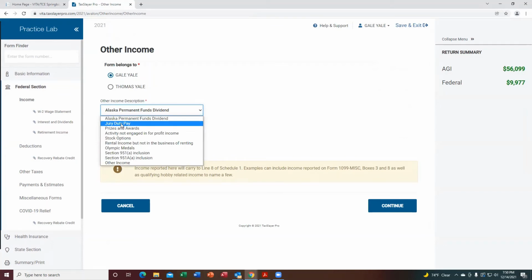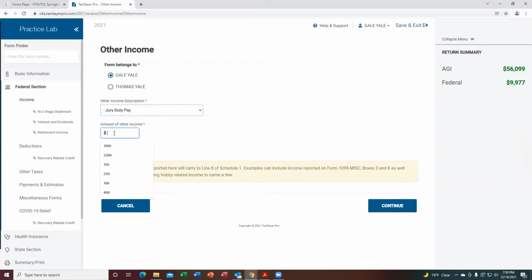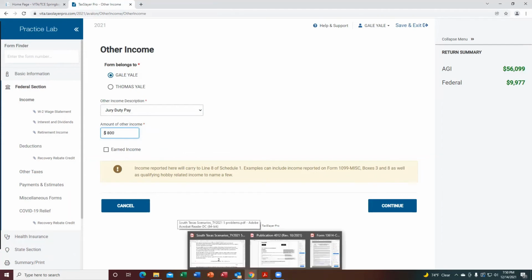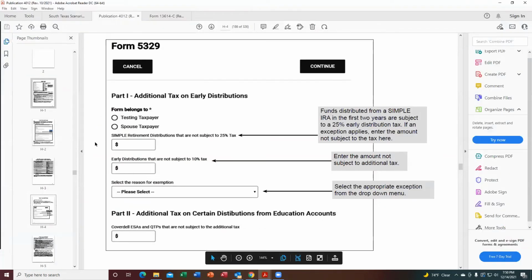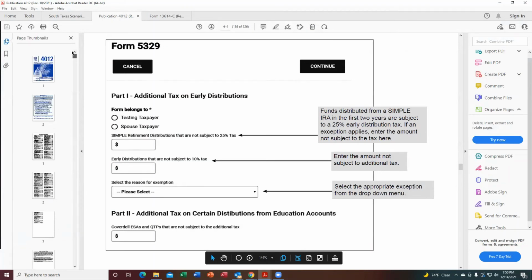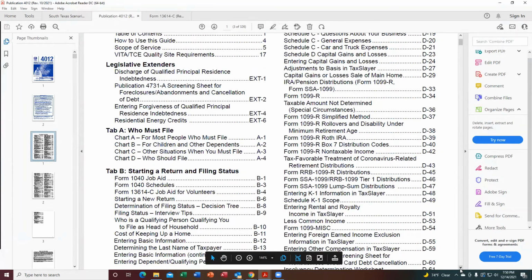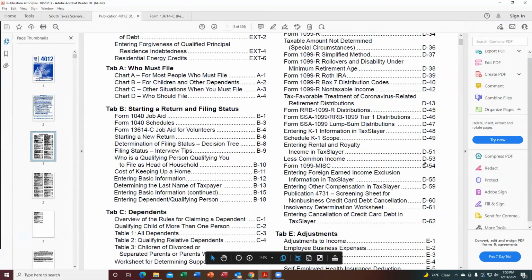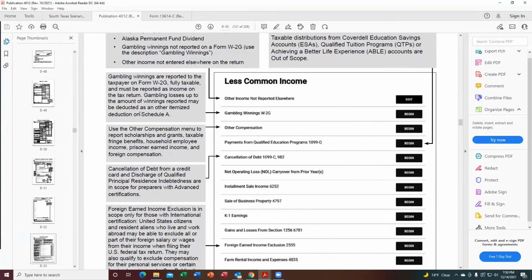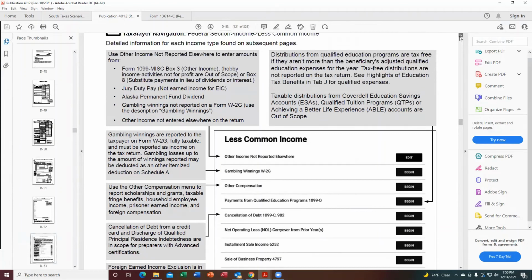And there's jury duty pay, $800. Be careful with this. Let me see my 4012. I need to go back to my 4012. I think it's tab D. Tab D, less common income, D53. Okay, right in here. Where is it? Right in here.